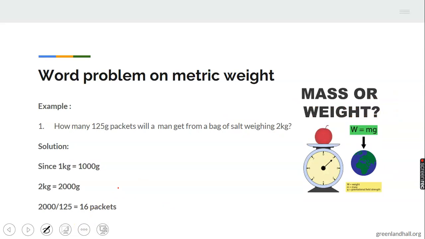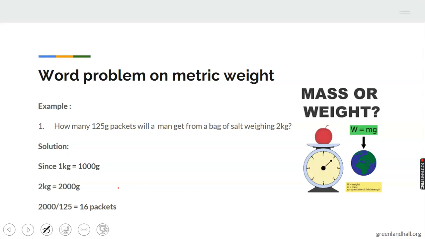Let's go to the last part of the topic. Word problems on metric weight. When we talk about word problems, as we've been doing in class and in school, it talks about what we come across every day while we work with our mathematics, where we are trying to apply mathematics. Now, you have a question here.